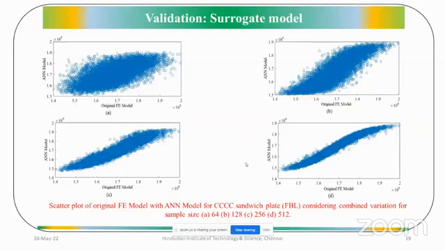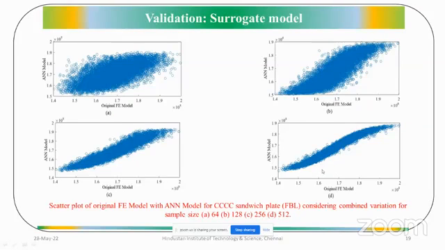This is the scatter plot of the NN model against the original finite element model, that is the MCS model. The original finite element model means the result obtained from the direct MCS approach, and the NN model means the result obtained from the NN approach. This is for 64, 128, 256, and 512 samples.